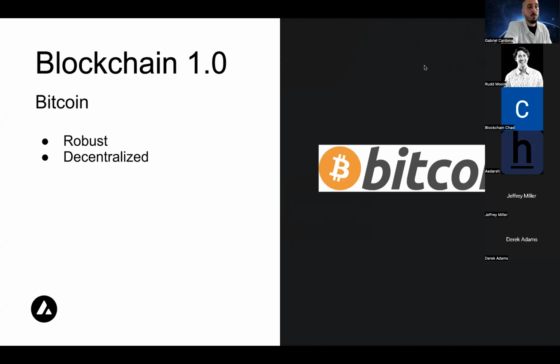So blockchain 1.0 was Bitcoin. In the beginning was Bitcoin, and Bitcoin was good. And Bitcoin proved to the world there was this need for a robust and decentralized payment network. It started its life out as peer-to-peer electronic cash. For better or worse, that's not ultimately what it grew into. It's now much more akin to digital gold.